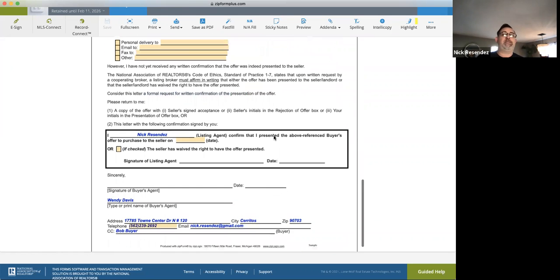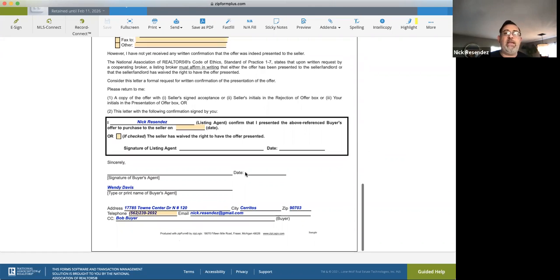So what's the difference between these two? The first one we looked at is a demand that the offer be presented. This one is a demand for confirmation of the presentation being given back to us in writing. Okay. So on this one, what we're asking for is that we either want a copy of the offer with the seller's acceptance on it, right? We want the offer accepted, obviously, or we want the seller to initial the rejection box, or we want you as the agent to initial the presentation of offer box.